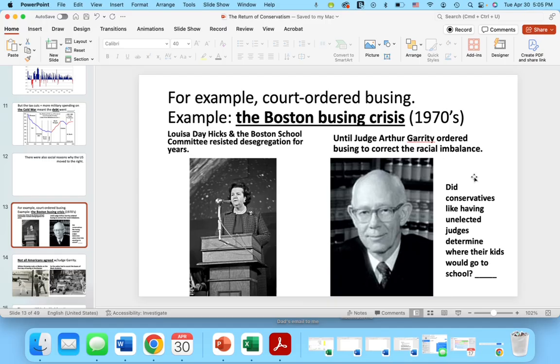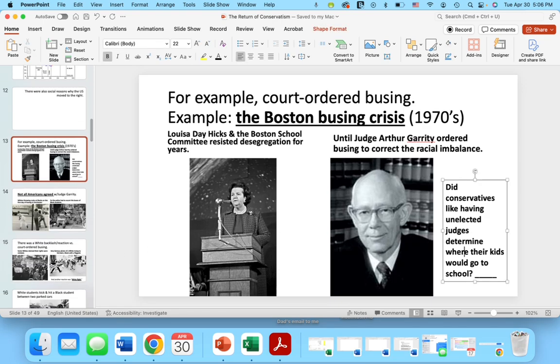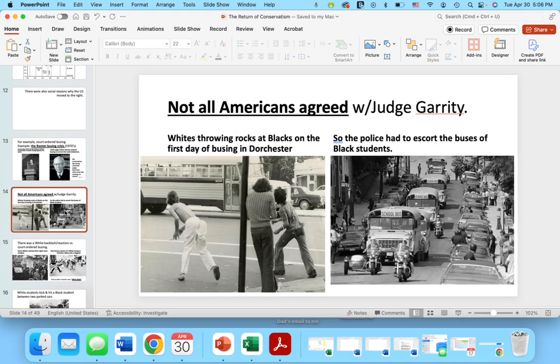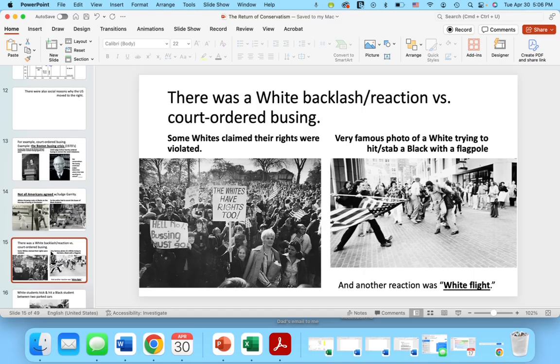imbalance in the schools. Did conservatives like having unelected judges such as Arthur Garrity determine where their kids would go to school? Did conservatives who want a small government, who don't want the government to boss them around, like unelected judges determining where their kids would go to school? Here we see that not all Americans agreed. Here's a photo of some whites throwing rocks at blacks on the first day of busing in Dorchester. And so the police had to escort the buses of black students into Dorchester, South Boston, that kind of thing. There was a white backlash, a white reaction against court ordered busing.